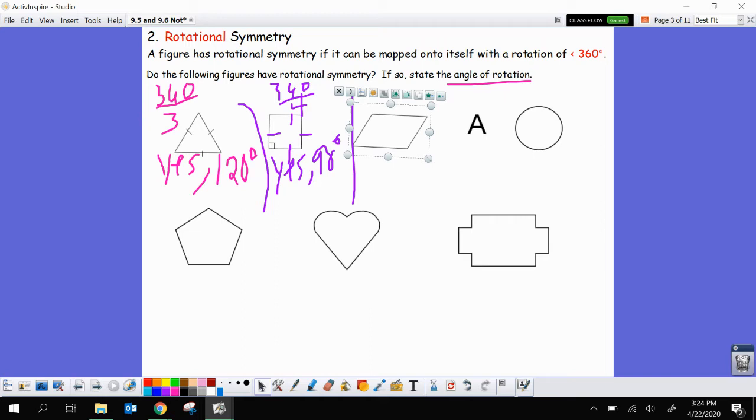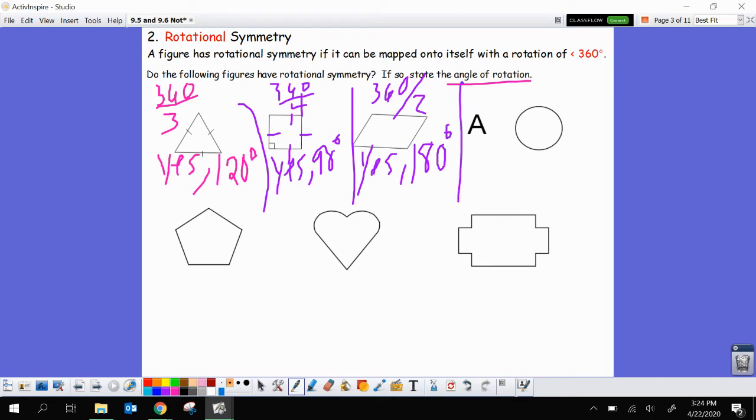And so I can only turn this thing 2 times for it to get back to its original. It was one time at 180 degrees and then another time at a full 360. So in this case, this is 360, and it only had 2 turns to get back to its original. And so this would be an angle of rotation of 180 degrees.